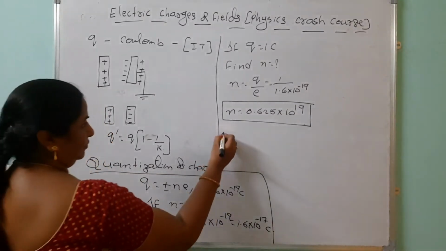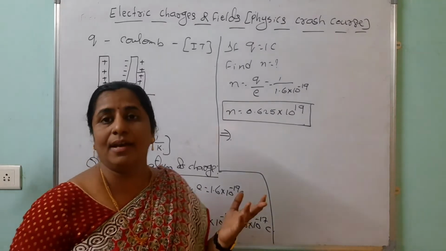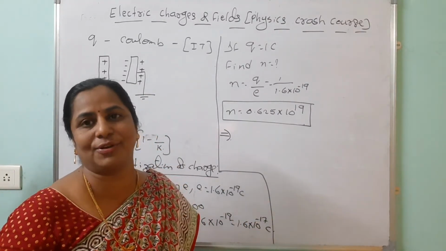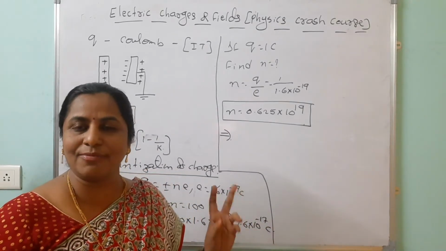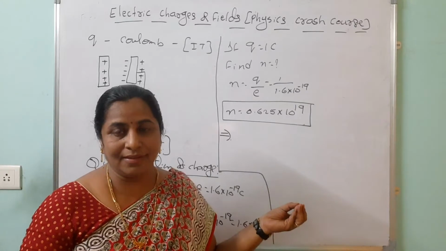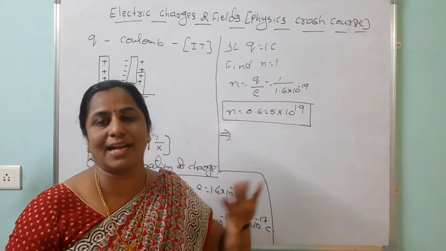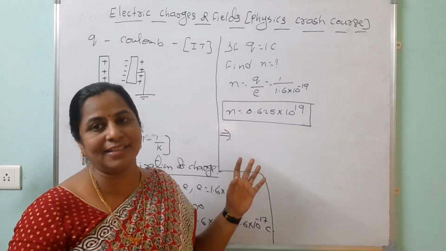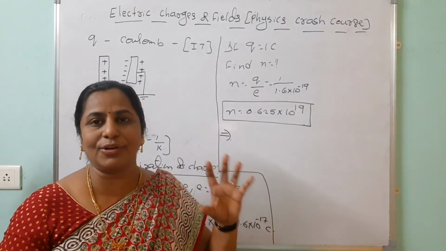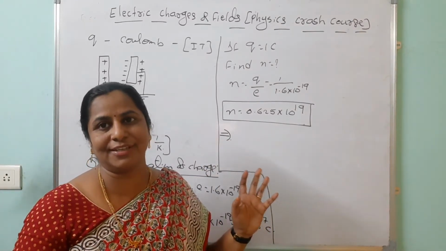Then come to charge is conserved. You know the law of conservation of energy: energy can neither be created nor destroyed, but it can be transferred from one body to another body. Like that, we can't create charge and we can't destroy charge. Because of the transferring of charge, we say a body is negatively charged or positively charged. Finally, charge is conserved. This is called the law of conservation of charge.